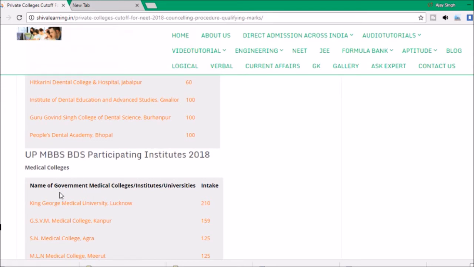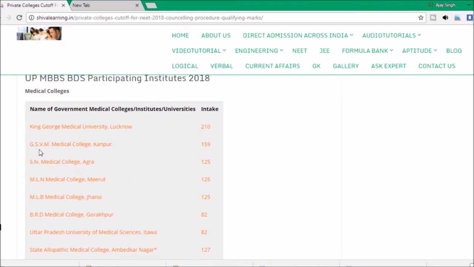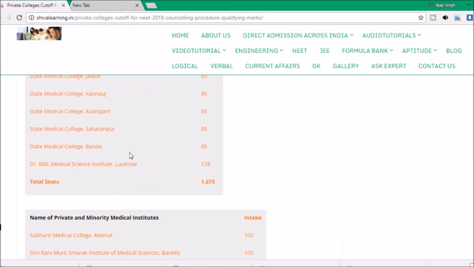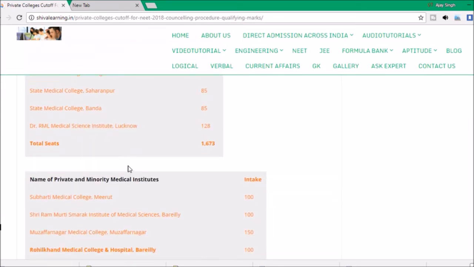Same you can see about Uttar Pradesh, UP, the best medical institutes which are government, like KGMC Lucknow, 210 marks you need. Sorry, it's not marks, it's intake, means they have 210 seats. And GSVM, SN Medical College, MLB, BRD Medical College, which is Gorakhpur, very good, Uttar Pradesh University of Medical Sciences, Saifai. So these are very best institutes. In that you have to secure at least 550 or 600 marks. Okay, you have to secure 600 plus marks if you want to get these colleges.